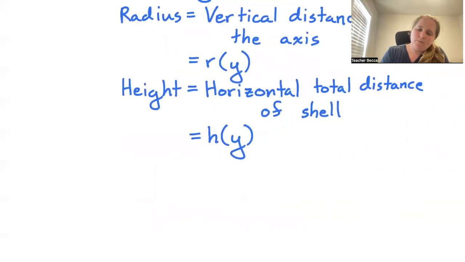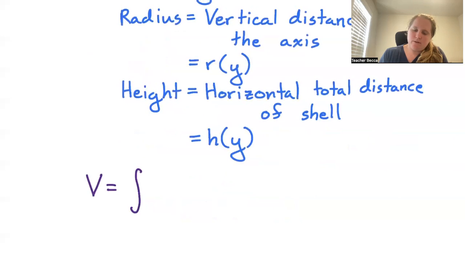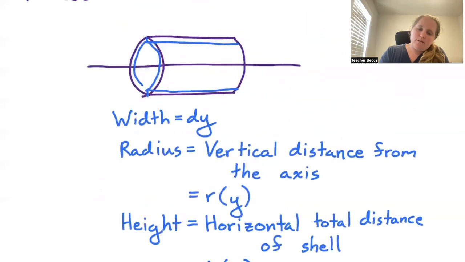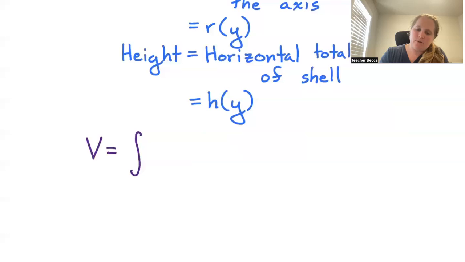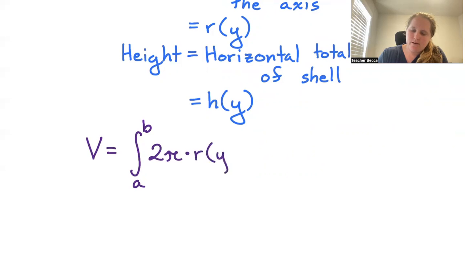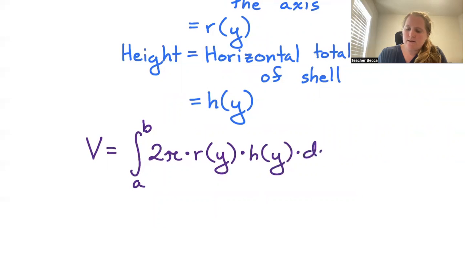And our volume is again a definite integral. This time we're going to be working with y values. So a definite integral from a to b of 2 pi times r of y, there's our circumference of a circle, times the height, h of y, times dy.